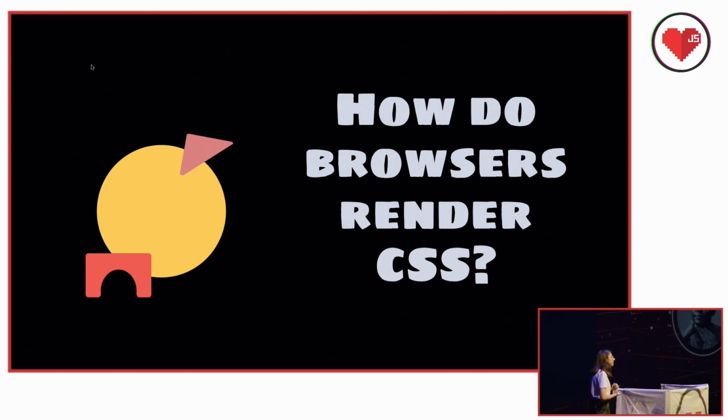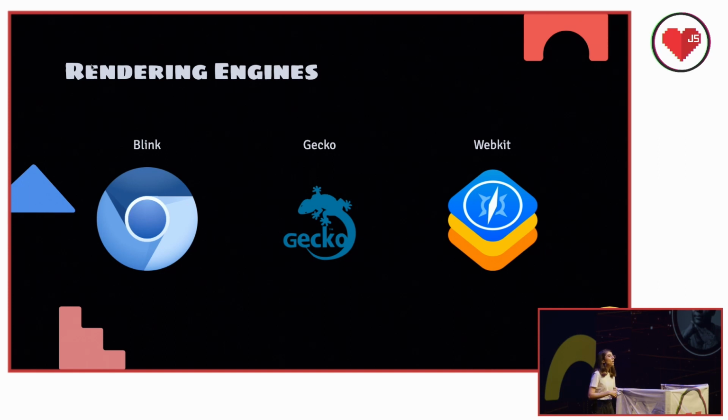How do browsers render CSS? Well, browsers are such complex software. They have different parts with different responsibilities. And one of the really important parts of browsers are rendering engines. All of the browsers have their own rendering engine. For example, it is called Blink in Google Chrome and a couple of other browsers. It's called Gecko in Firefox and WebKit in Safari.